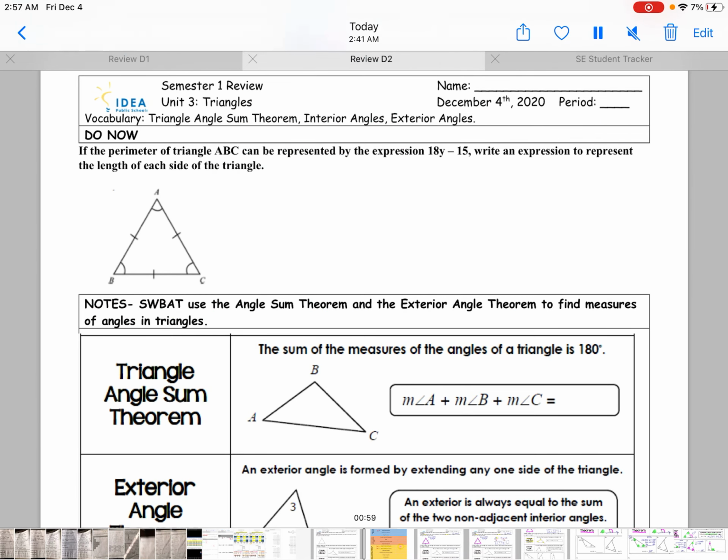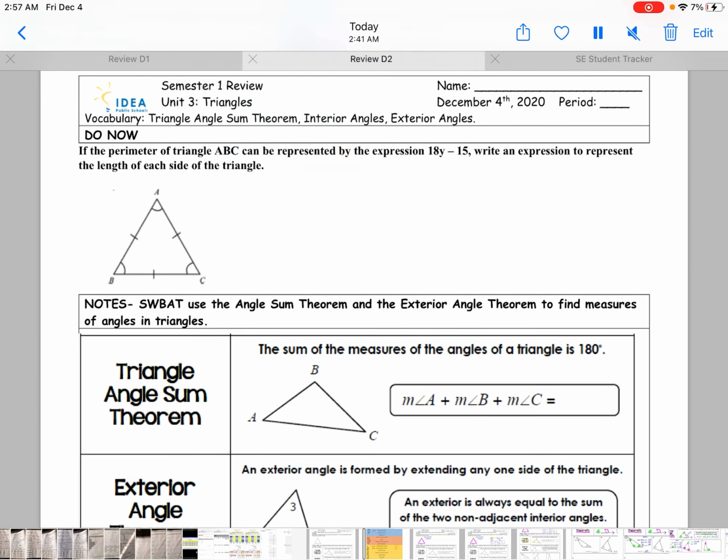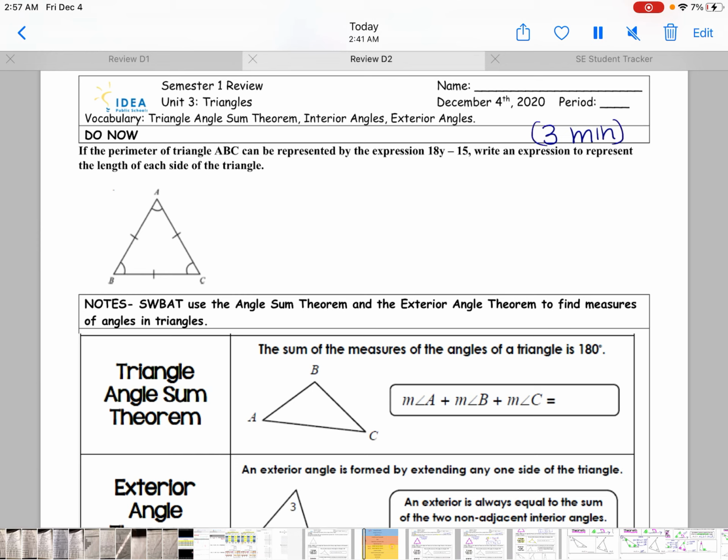All right. Now we can go ahead and get started with the do now problem. I'm going to ask Ms. Moreno to give you 3 minutes to complete it. It says, if the perimeter of a triangle ABC can be represented by the expression 18y minus 15, write an expression to represent the length of each side of the triangle. So 3 minutes on the timer, and once you're ready, please submit your response.